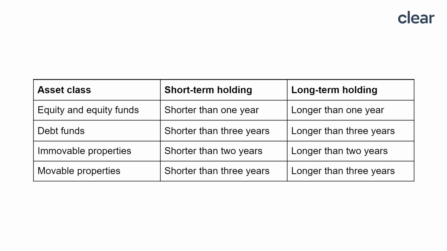Holding immovable properties such as housing property for shorter than 2 years is considered short-term, and if you hold it for longer than 2 years, it becomes long-term. Holding movable assets such as gold for shorter than 3 years is termed as short-term, and longer than 3 years makes it long-term.